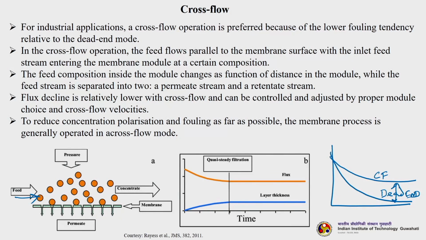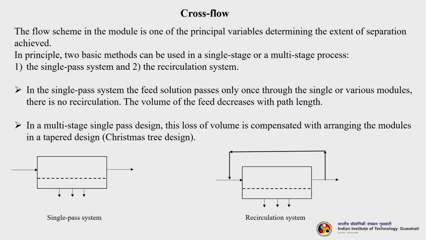So, the flow scheme in the module is one of the principal variables determining the extent of separation. In principle, two basic systems are actually used. One is called the single pass system and the other is the recirculation system. In single pass, we are feeding the feed from here, and we get retentate here and permeate here. And in the recirculation system, part of the feed, actually the retentate, we are recirculating to the feed here.